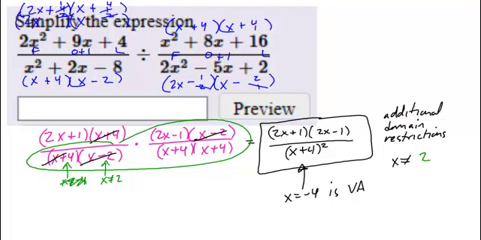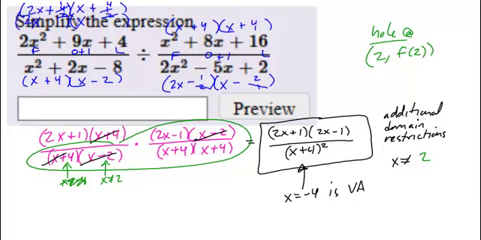That means there's going to be a hole in the graph when we start to graph these at x equals 2. And remember, when the time comes that we're finding the holes, it's going to be at 2 and then f of 2. That's the set of coordinates that you're going to have for that hole.